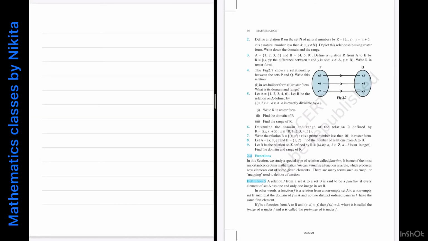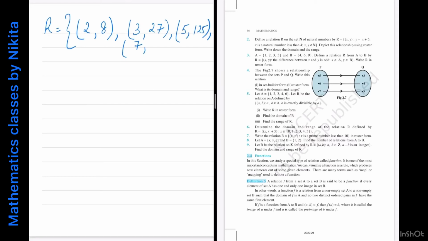You can see that R is equal to, so first I will keep x equal to 2. Then 2 cube: 2 2s are 4, 4 2s are 8. So I will get (2, 8). Then x equal to 3: 3 3s are 9, 9 3s are 27. So I will have (3, 27). Then I will keep x to be 5: 5 5s are 25, 25 5s are 125. And then x to be 7: 7 7s are 49, and 49 into 7 is 343. So this is my relation R.